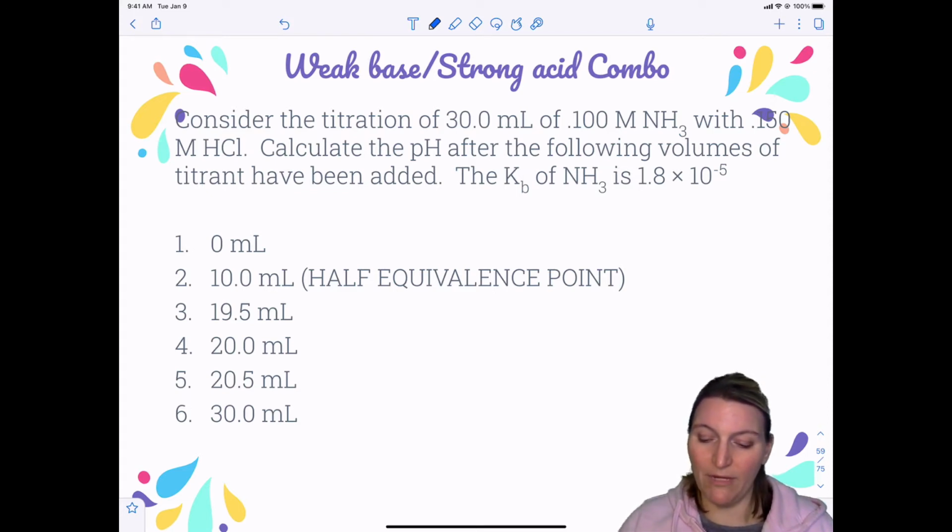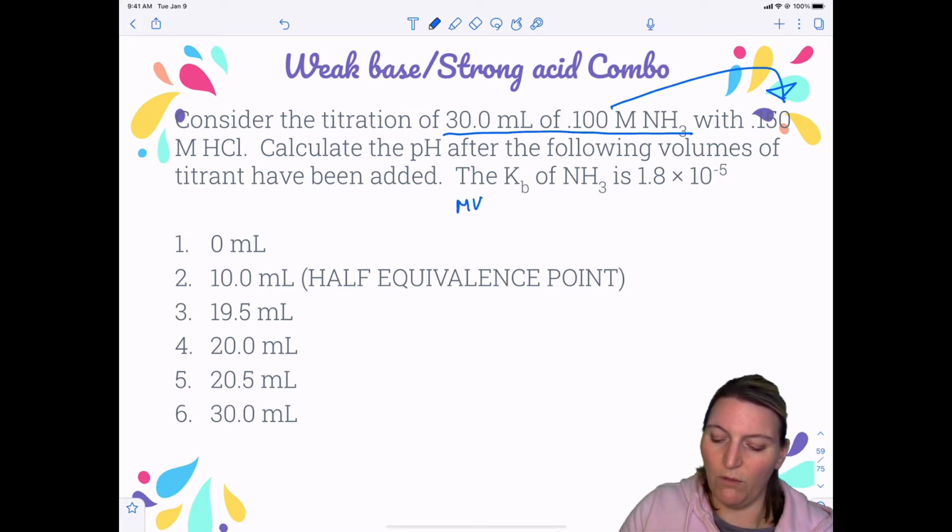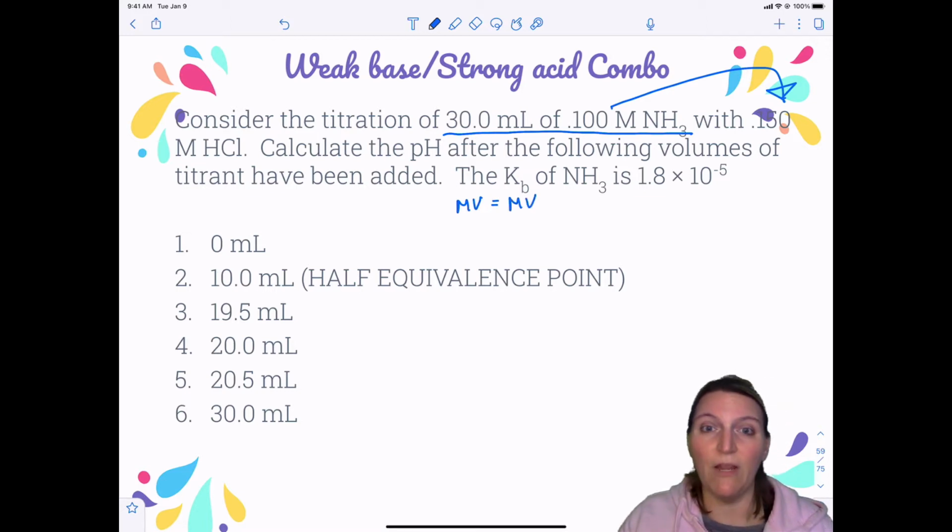So the problem here is we're titrating 30 milliliters of 0.1 molar ammonia, NH3, with 0.150 molar HCl. And so if I look, this is a little bit stronger of an acid, right? So my equivalence point isn't going to be 30. My equivalence point is when the number of moles of acid and base would be the same. If you do molarity times volume equals molarity times volume, that would tell you when the number of moles would be the same. And that's going to wind up being right at 20 milliliters.